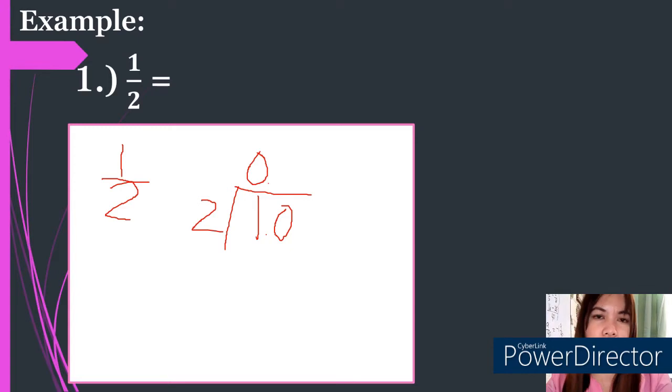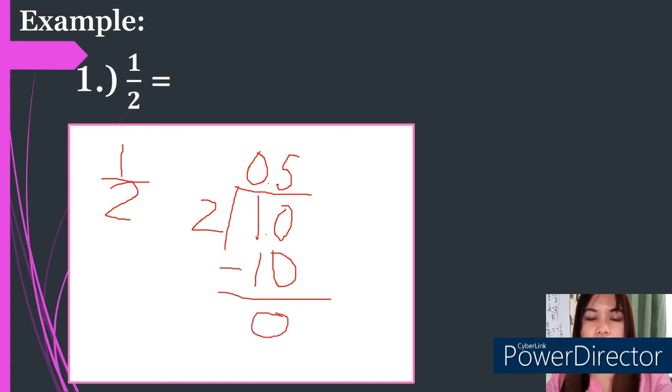It becomes a whole number now. So, it is treated as 10. So, 10 divided by 2 becomes 5. So, 5 times 2 is 10, and to subtract, it equals 0. So, therefore, 1/2 changed to decimal becomes 0.5.